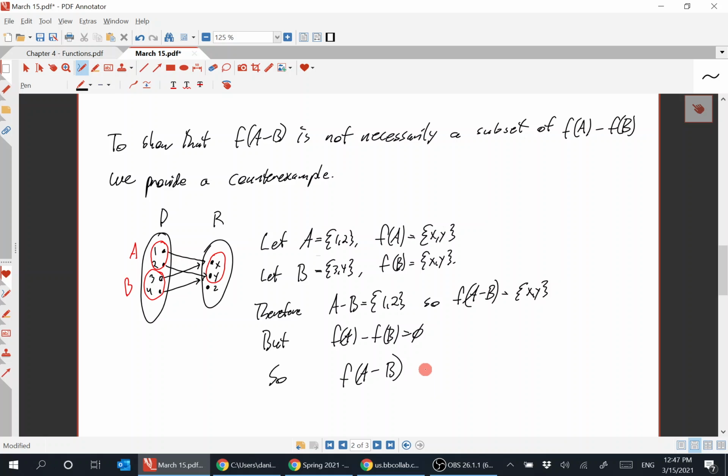So when you want to say not a subset, you write that: not equal, not an element of, not a subset of, not less than or equal to, not less than. You always just put a slash through it. The image of A minus B is not a subset of the image of A minus the image of B, because that's empty, and the image of A minus B is not empty. Okay?